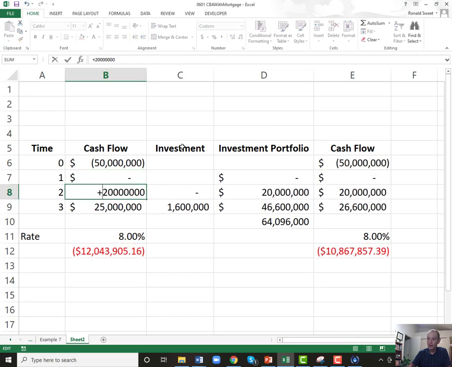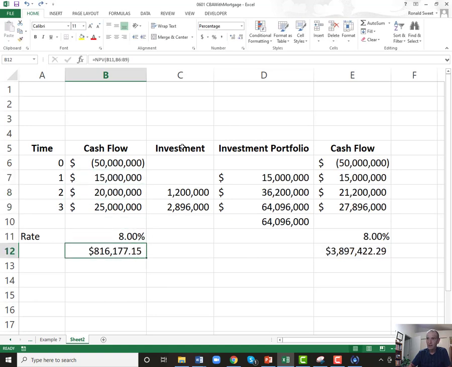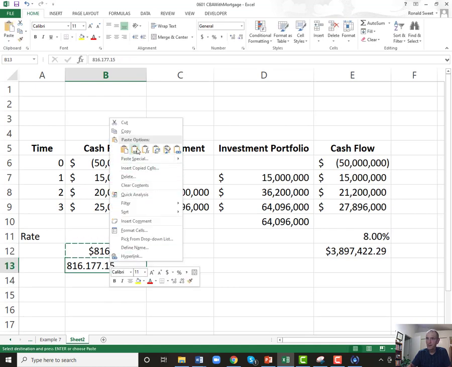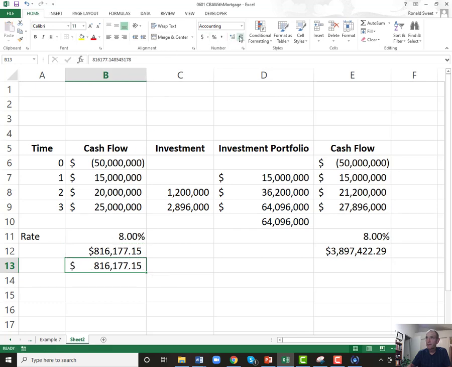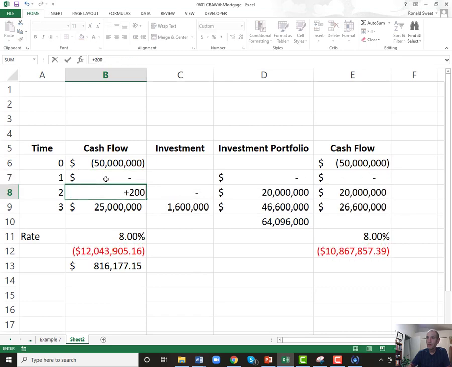Then they had $20 million come in, and they had, well, before I do that, I want to put this number down. Remember this 816,177.15. All right, let me just paste it here. Remember that number. So they had 15 million come in, and then they invested it to make 8%, so it goes right back out. They had 20 million come in, and then they invested it to make 8%, it goes right back out.